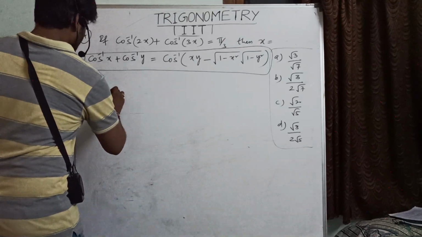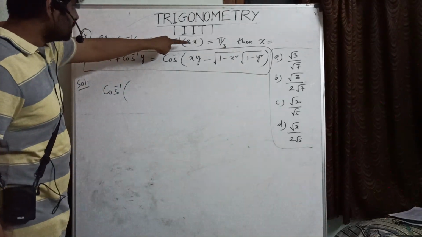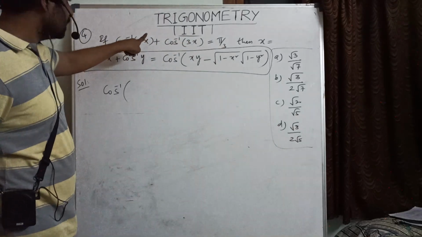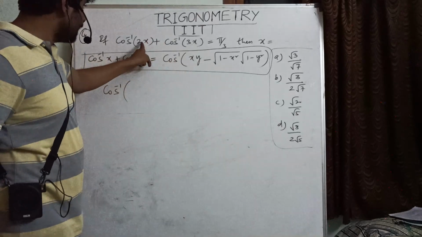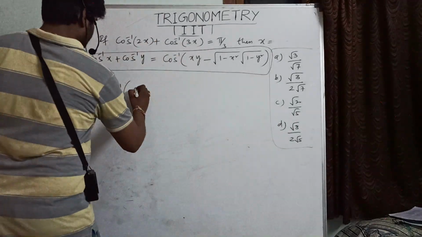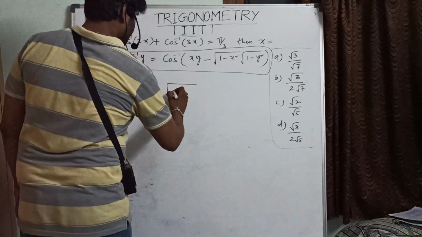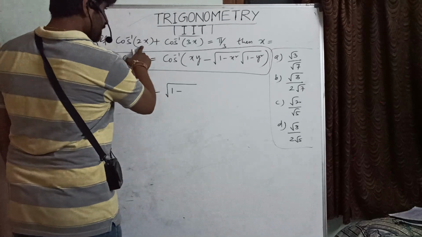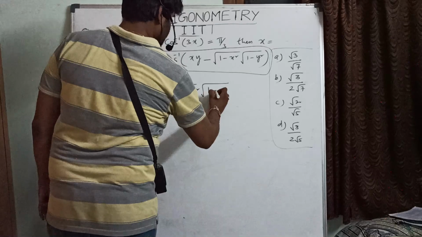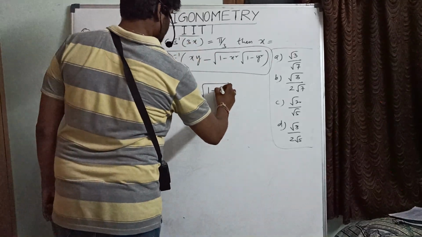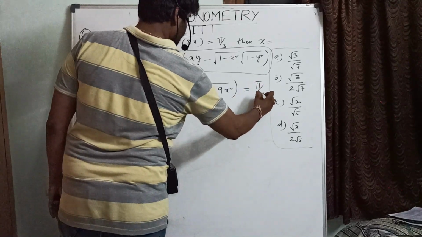So cos inverse of, directly applying the formula there. This is x, this is y. What is x? 2x. Then what is y? 3x. 2x into 3x, x into y, 6x square, minus root 1 minus first number square, 2x whole square, 4x square, into root 1 minus y square, 3x whole square, 9x square, equals pi by 3.